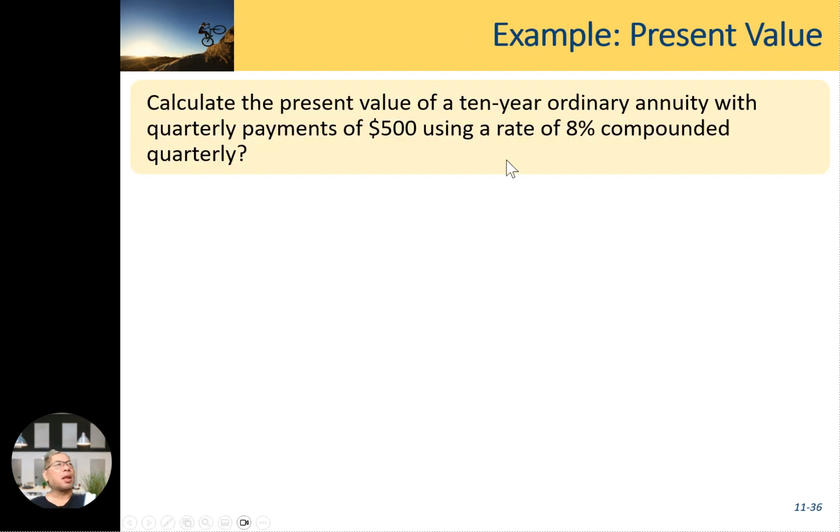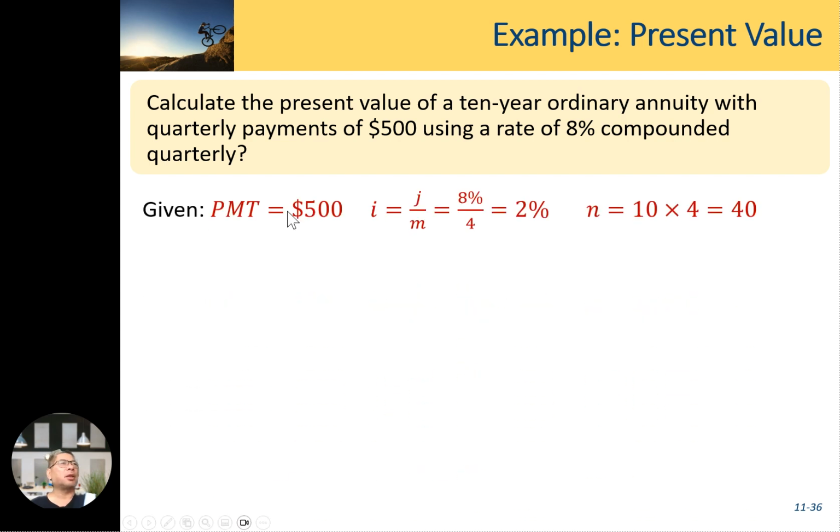Okay, let's look at the present value example here. Calculate the present value of a 10-year ordinary annuity with quarterly payments of 500 using the rate of 8% compounded quarterly. So you're going to plug in the numbers. PMT is 500, where is it coming from? Here. I is equal to 2%, where is it coming from? 8% J divided by 4 because it's quarterly, and n is 10 years times 4, which is 40.